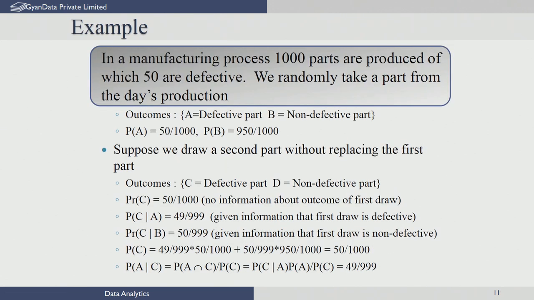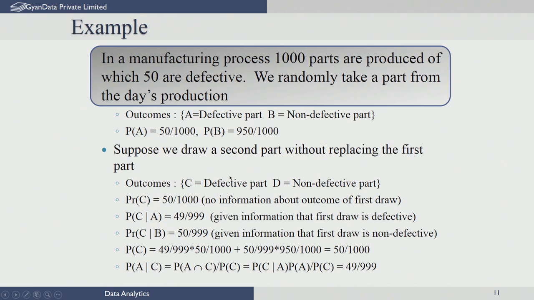We will illustrate all these ideas of probability again with an example. Suppose we have a manufacturing process where we have manufactured 1000 parts, out of which 50 parts are defective. From the collection of parts produced in a day, we randomly choose one part and ask: would this part be a defective part, or what is the probability it will be a non-defective part? Clearly, because there are 50 defective parts and each part can be uniformly picked, the probability of A is the number of defective parts divided by the total number of parts, which is 50 by 1000. On the other hand, the probability of picking a non-defective part is the complement of this, which is 950 divided by 1000.